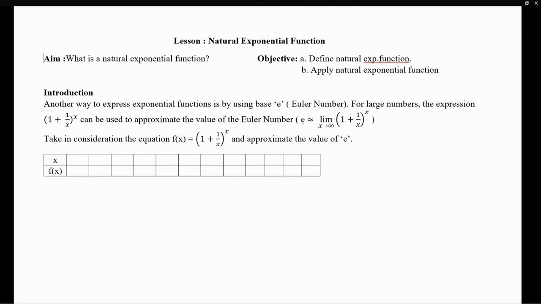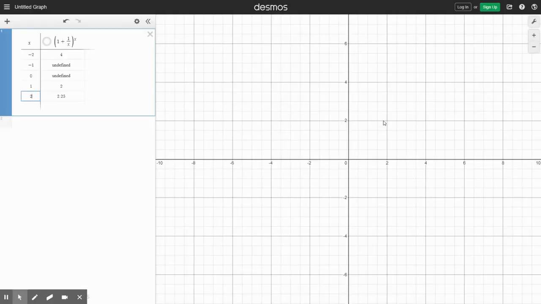So let's actually calculate the value of this number. And again, it's not going to be an exact value, but we're going to get a good approximation for it. So what is this approximation? Well, let's go to decimals. Here we have our function, (1 + 1/x)^x, and let's just plug in values of x. Those values are going to be increasing.